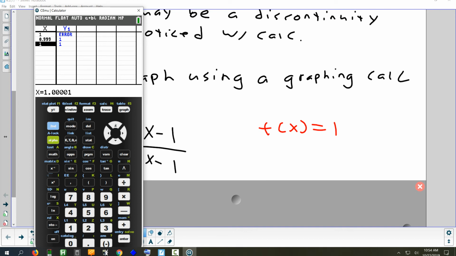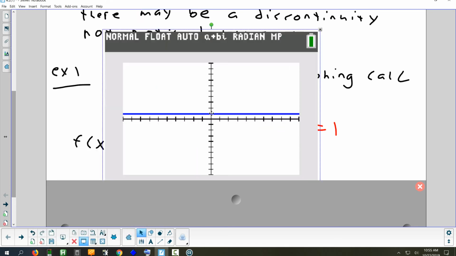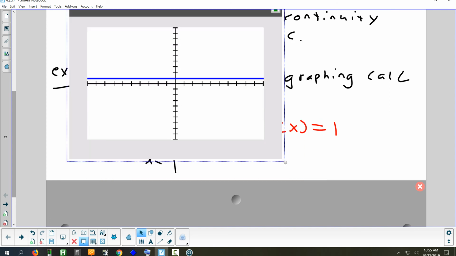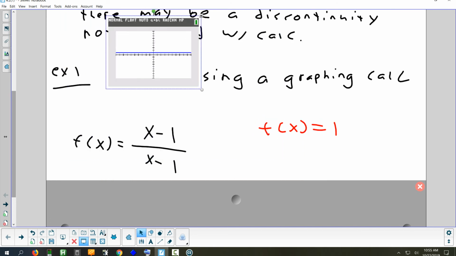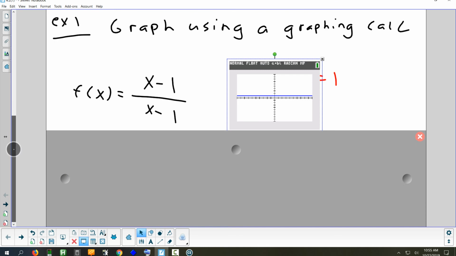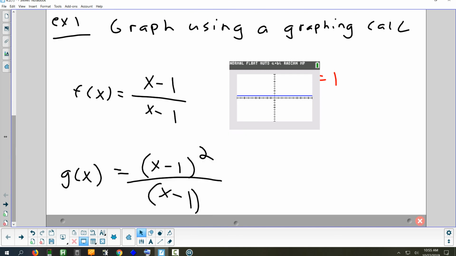Okay? Any question on that? Why we got a hole there? All right. So that's what that one looked like. How about this one? Am I going to have a hole in that graph? Yeah. Where's the hole going to be? It's still going to be at 1.